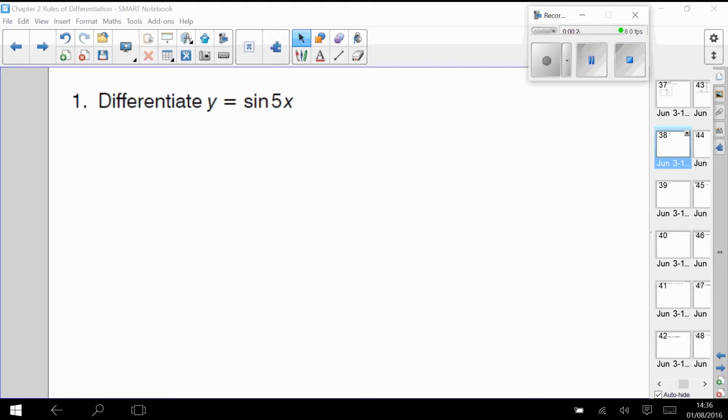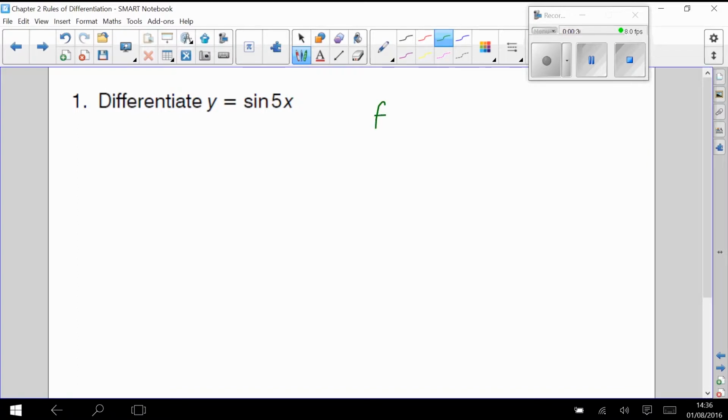The function that I've got here is a composite function. In other words, it's made up of two functions. My outer function, which I'm going to call f of x, is the function sine x. The inner function, which I'm calling g of x, is 5x. If I've got a composite function and I want to differentiate it, I need to use the chain rule.